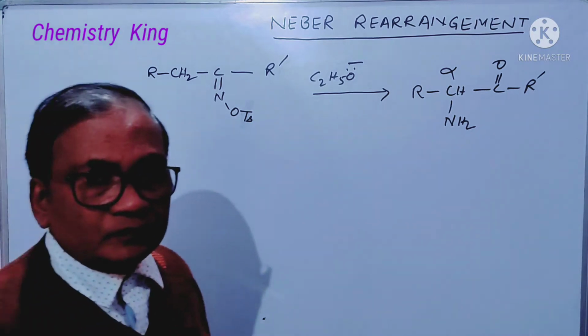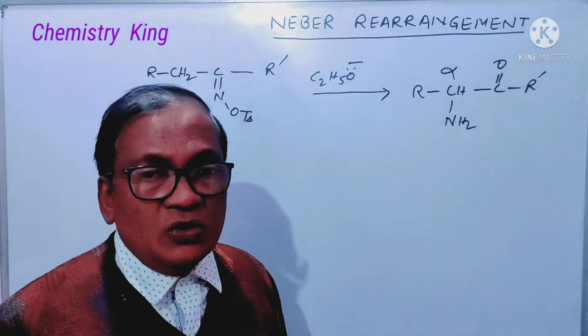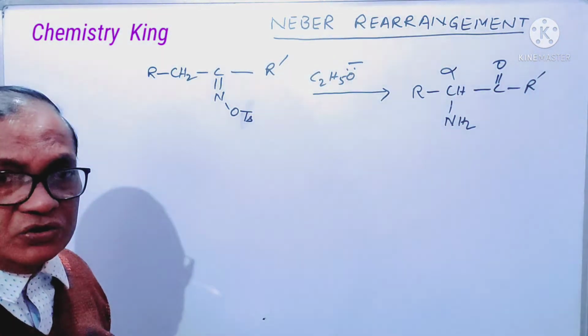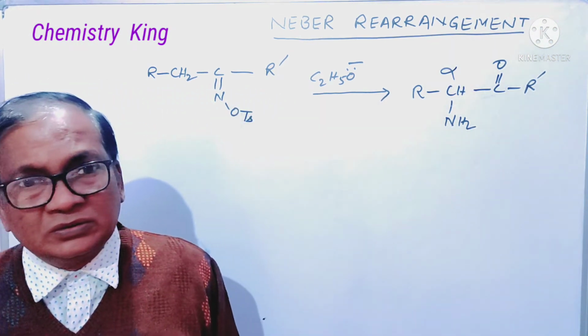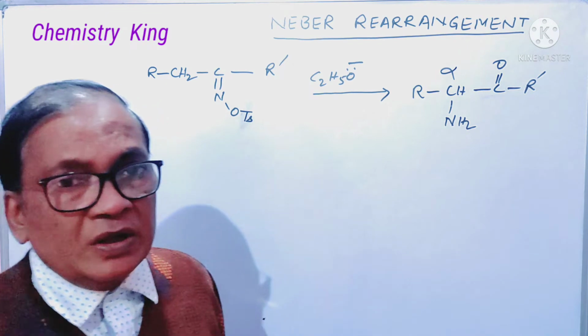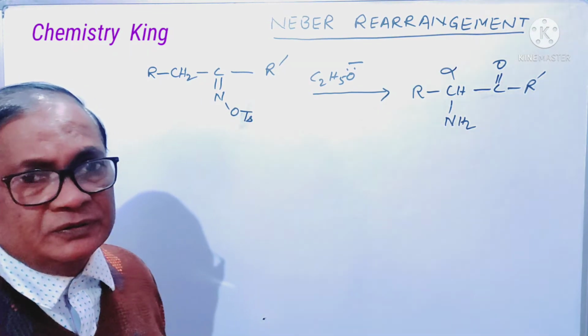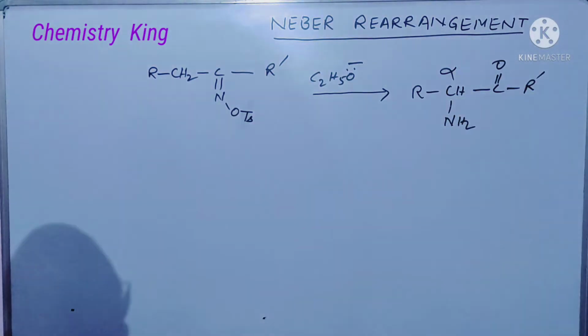So it is called alpha amino ketone. Conversion of ketoxime tosylate into alpha amino ketone in presence of a base like sodium ethoxide or pyridine is known as neighbor rearrangement. Friends, Ts is the tosyl group.